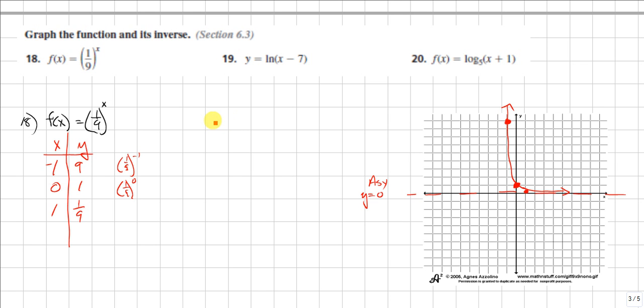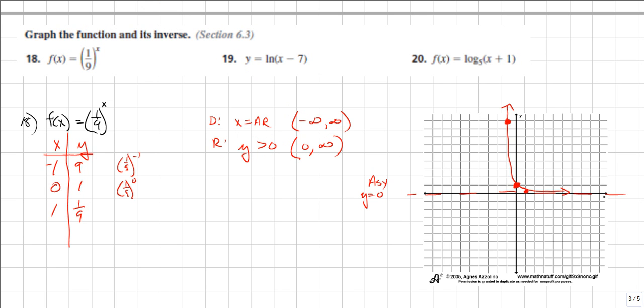The domain is going to be x is equal to all reals. And the range is going to be y greater than 0.